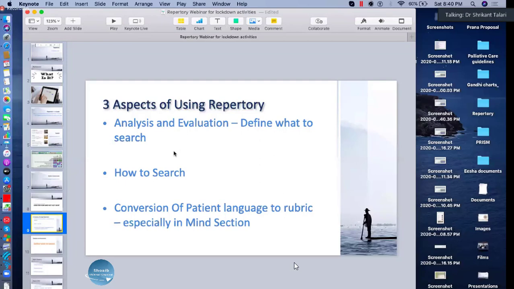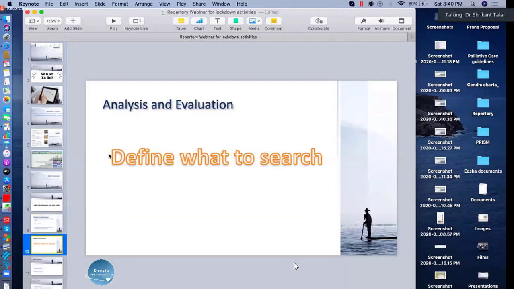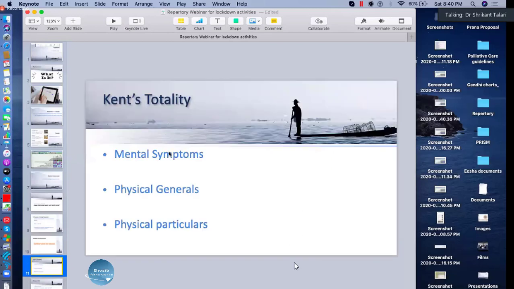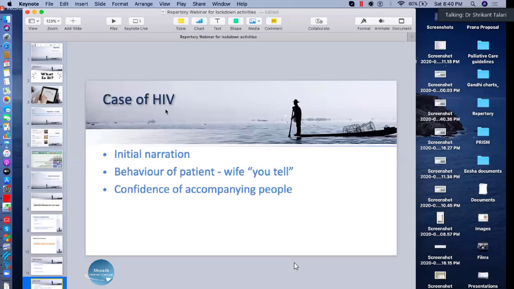So in analysis and evaluation, we will first define what to search. Basically, we'll be using Kent's totality. So we will choose mental symptoms, physical generals, and physical particulars. So this is the first case.